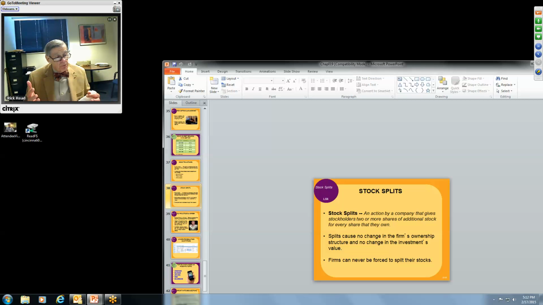A stock split is exactly what it says. Normal stock split is 2 for 1. There are some 3 for 1s. I don't know if I've heard of a 4 for 1. I'm not saying there couldn't be. With a stock split, the way to think about this is if you own 10 shares of stock, and that stock is worth $10 a share, and the stock splits, you now have 20 shares of stock, but those 20 shares are still worth the same $100.